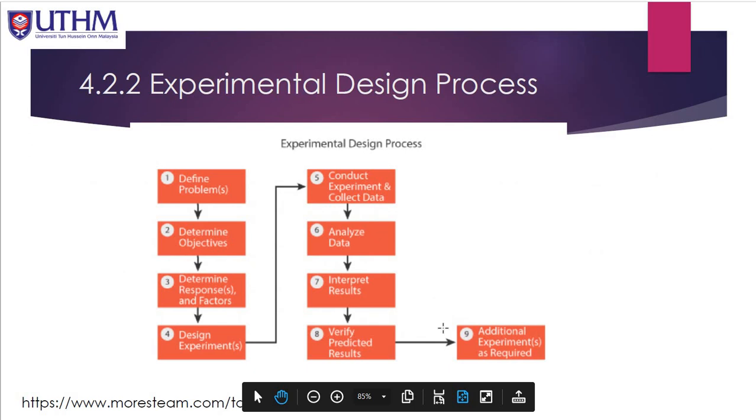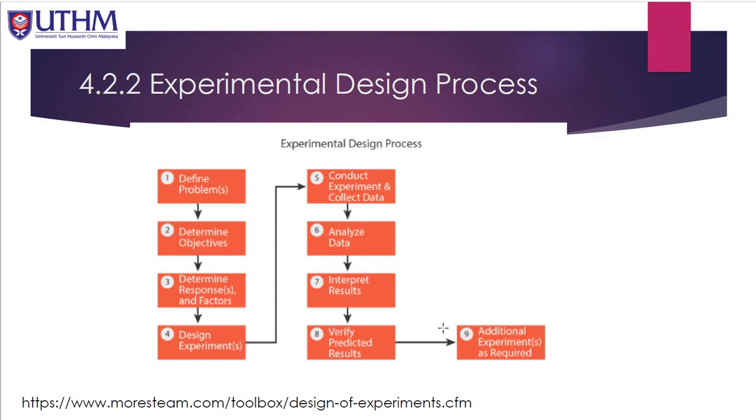Okay, experimental design and process. So first of all, you need to define the problem. What is the problem you want to solve? Okay, then from there you can determine the objective. You have the problem, you know what you want to solve, so you can determine the objective.